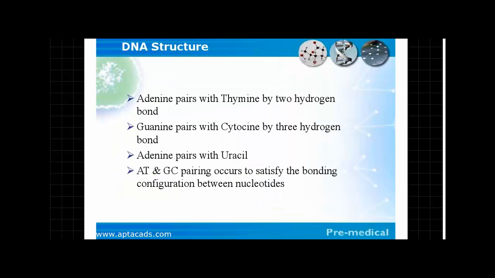Now let's conclude. So the DNA structure consists of nitrogenous bases, sugar and phosphate. In the DNA molecule, adenine pairs with thymine by 2 hydrogen bonds. Guanine pairs with cytosine by 3 hydrogen bonds. Adenine pairs with uracil in case of RNA. Adenine and thymine, and guanine and cytosine pairing occurs to satisfy the bonding configuration between the nucleotides.